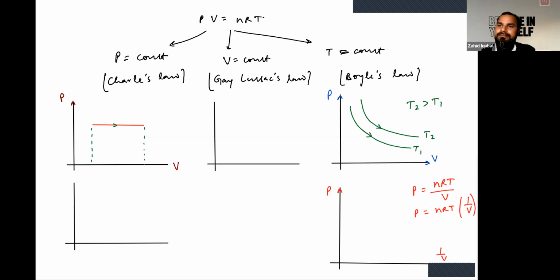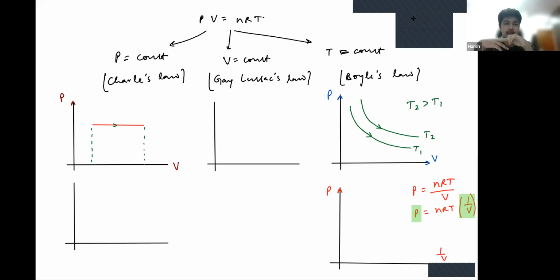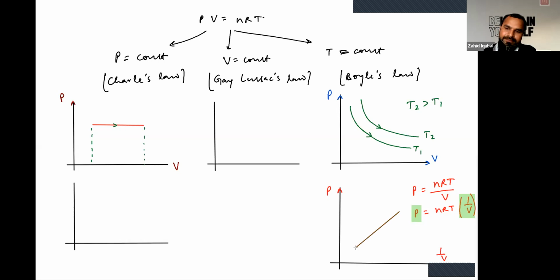Is it clear? Yes, sir. So in this expression, P is directly proportional to 1 by V. So what will be the nature of graph for this part? It will be a straight line. So it will be a straight line like this. So greater the slope of this particular graph, greater will be the temperature.